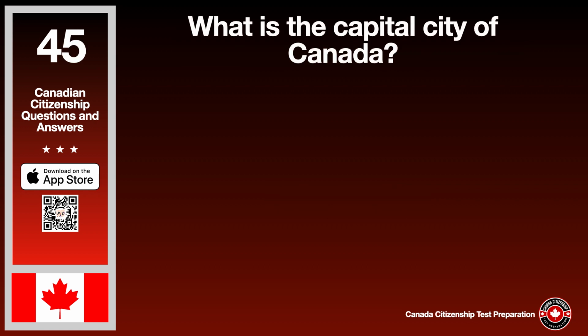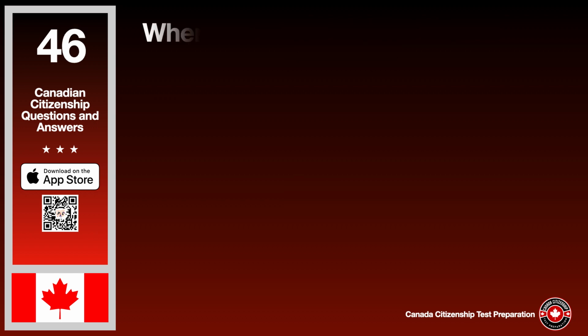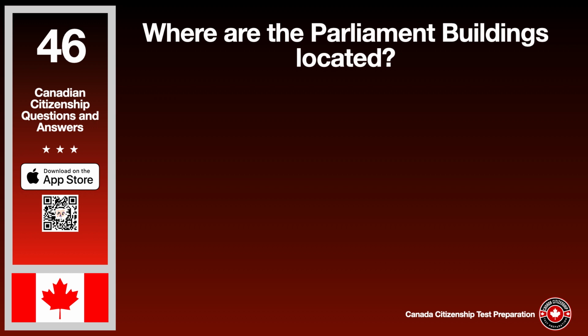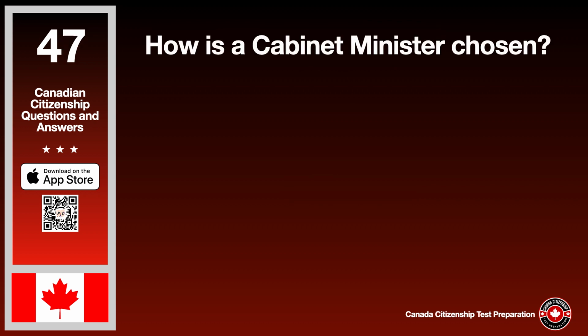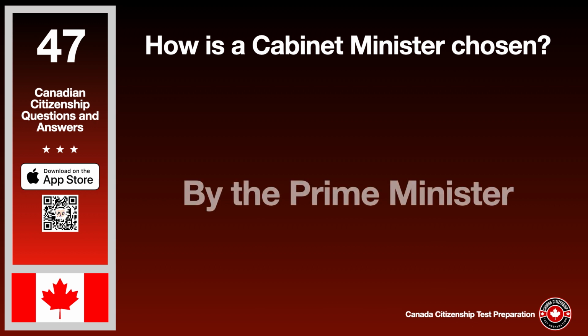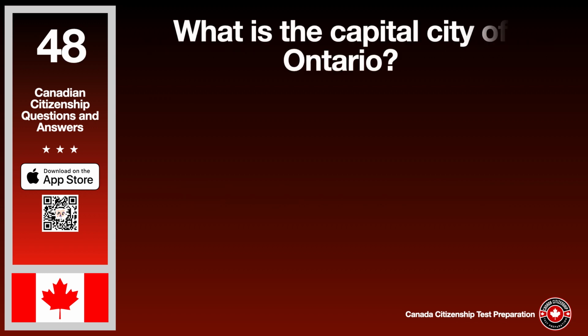What is the capital city of Canada? The answer is Ottawa. Where are the Parliament buildings located? The answer is Ottawa. How is a cabinet minister chosen? The answer is by the Prime Minister. What is the capital city of Ontario? The answer is Toronto.